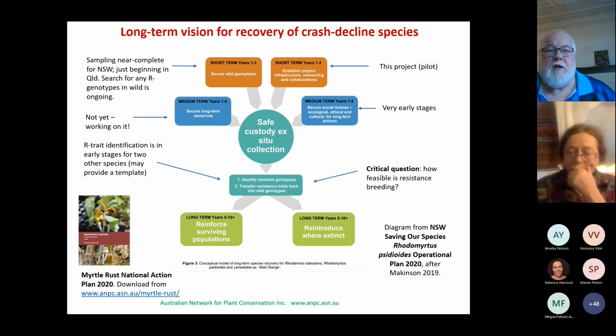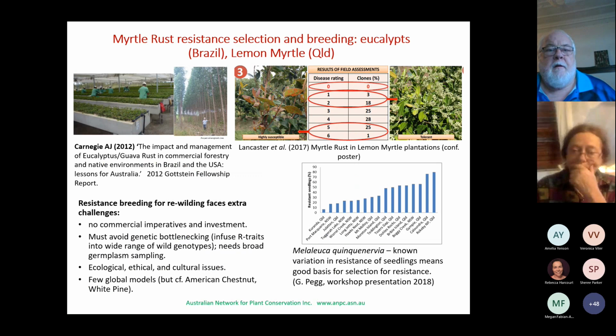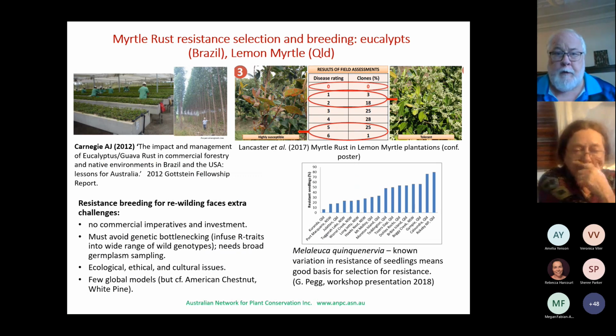And if we can go to the next slide, it is actually quite realistic, because in South America, where one strain of this rust is known as eucalyptus rust, it's known as that because it's been attacking eucalypts in plantations over there for a number of decades now. And the eucalypt industry in South America is huge and has a lot of money, and they have been breeding for resistance to that particular strain for decades quite successfully.